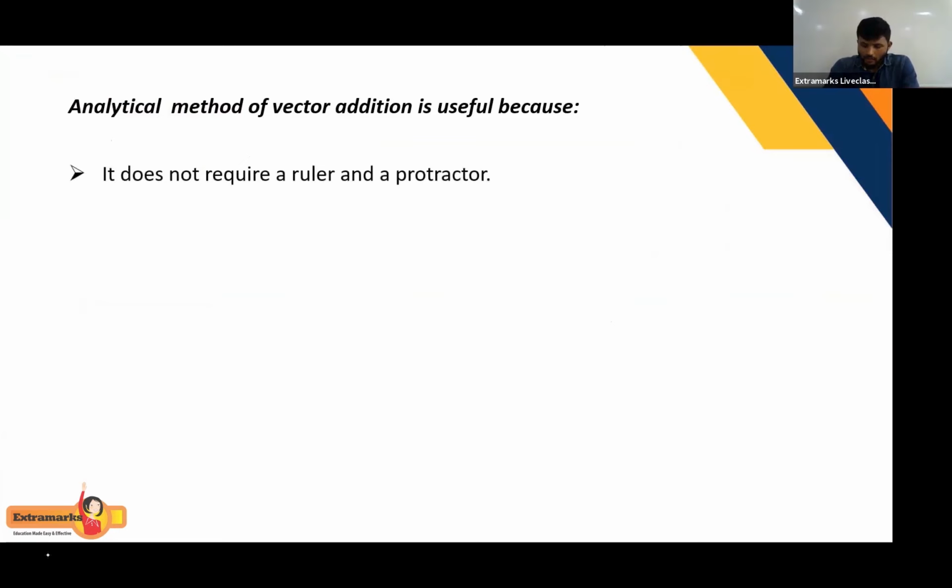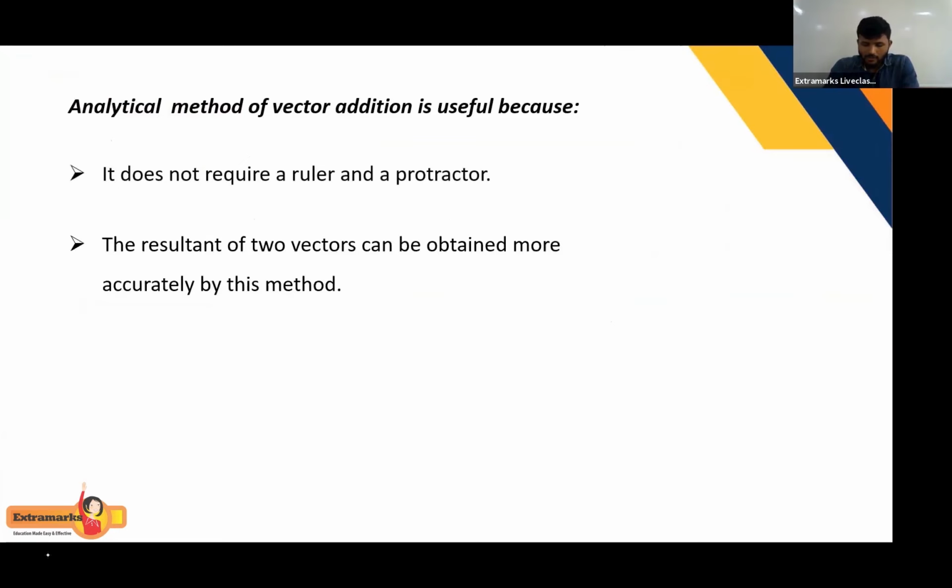Now, why is this analytical method useful? Because by using the analytical method, it does not require a ruler or a protractor to find the resultant, to find the sum. The second important point is that the resultant can be obtained more accurately. And the third important point is that you can use it for 2D as well as 3D, meaning you can use it in 2 dimensions and 3 dimensions as well.